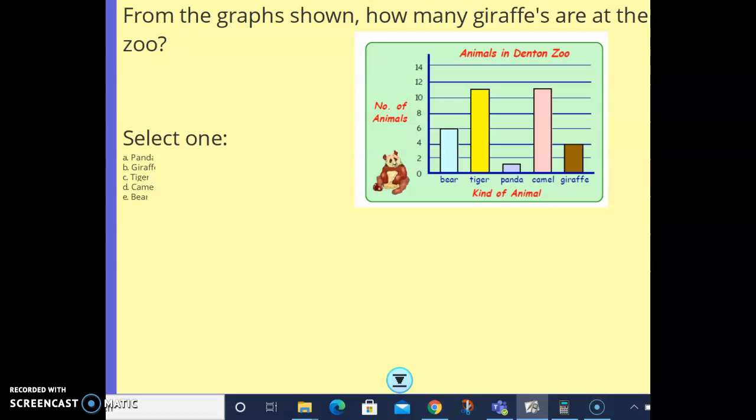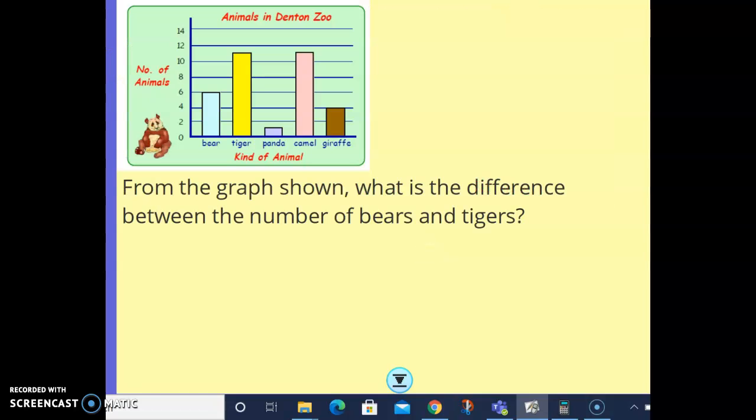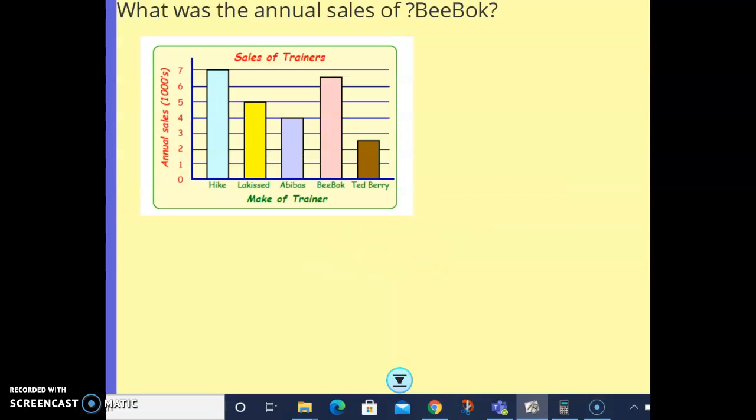On to the graphical section then. How many giraffes are at the zoo? Giraffes are here. There are 4 giraffes at the zoo. Difference between the number of bears and the number of tigers. There are 11 tigers. There are 6 bears. 11 take away 6 gives us 5. In our trainer questions, the annual sales of Bebop. They're up here, 6.5. But it's in thousands, so it must be 6,500. Okay. As ever, any problems, please get in touch, let me know.